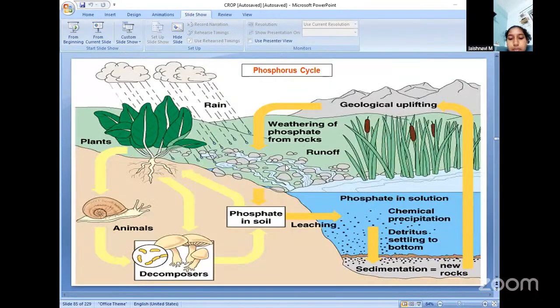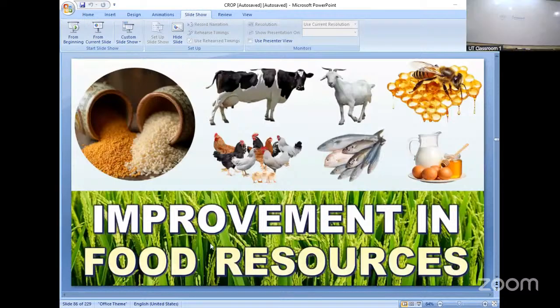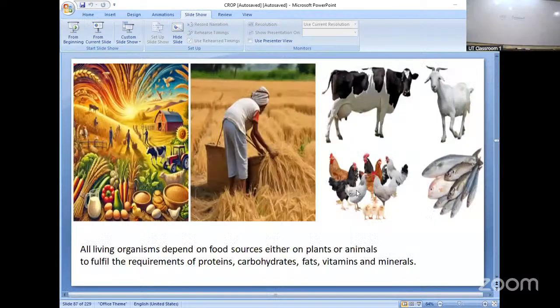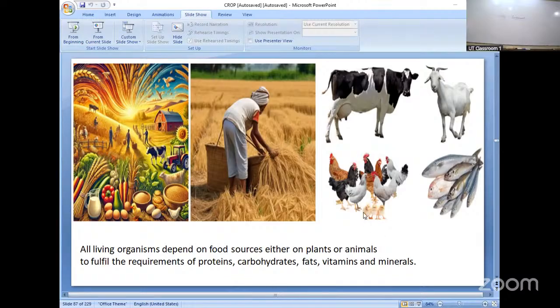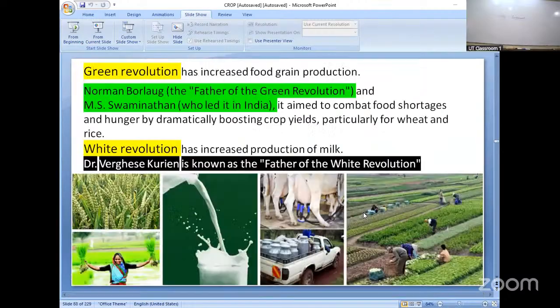Okay, ma'am. Have you understood the phosphorus cycle? Yes, ma'am. Now let us come to the improvement in food resources. See, we all depend upon food, even plants also, because it provides us various nutrients, as we have discussed earlier, right? Yes, ma'am.